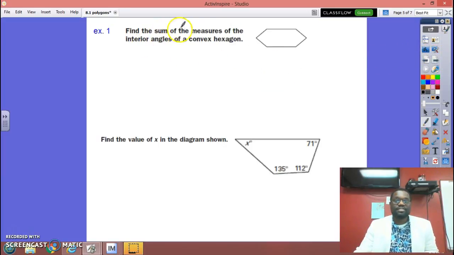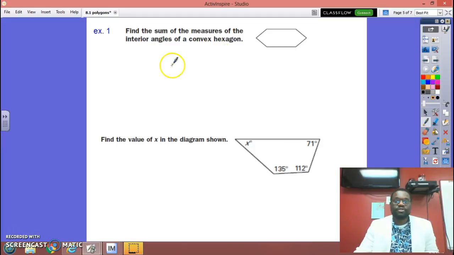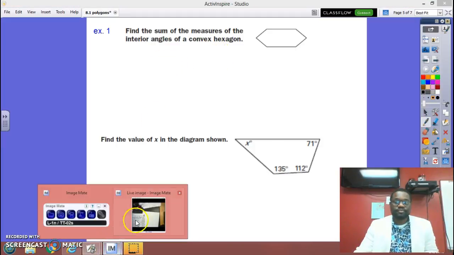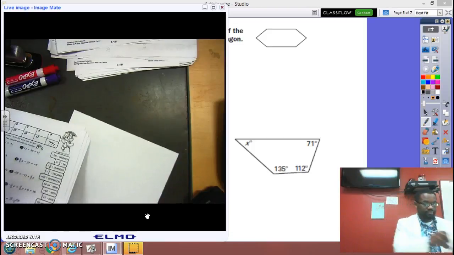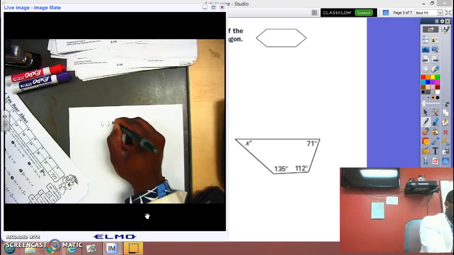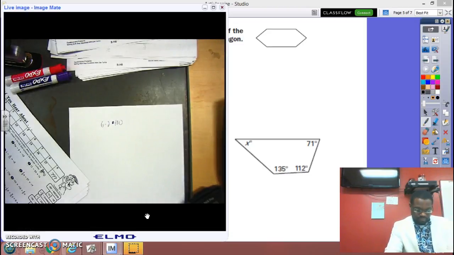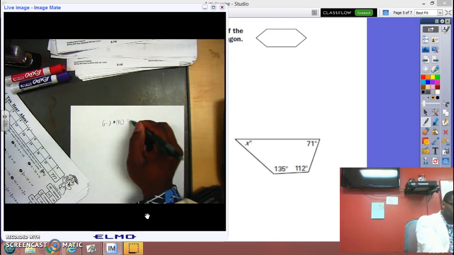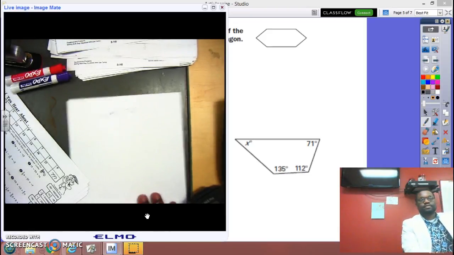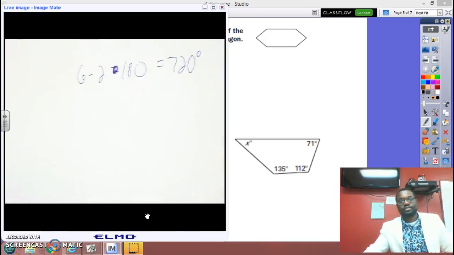Alright, here's an example. Find the sum of the measures of the interior angles of a convex hexagon. Hexagon has how many sides? It is 6. So what you would do is simply say 6 minus 2, times 180, which is 720 degrees.